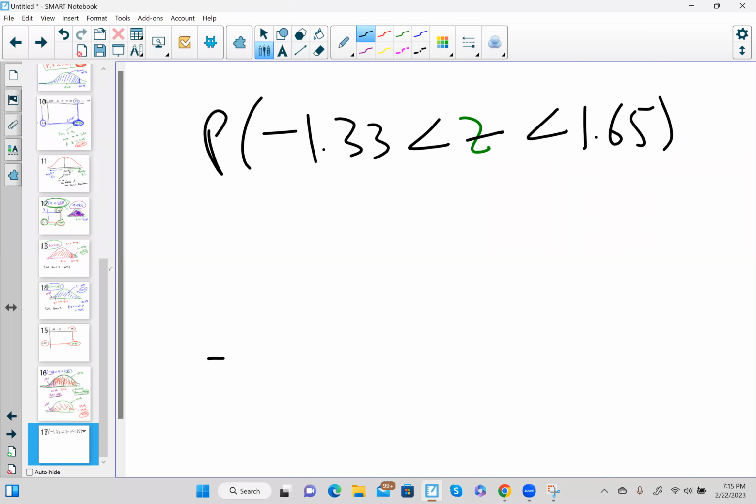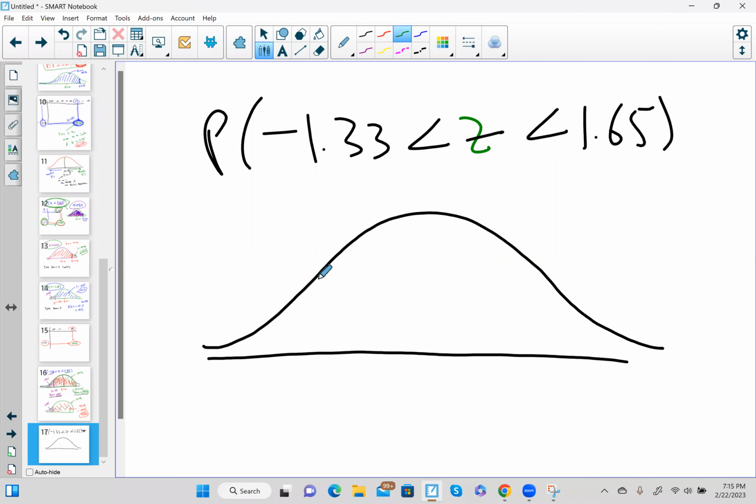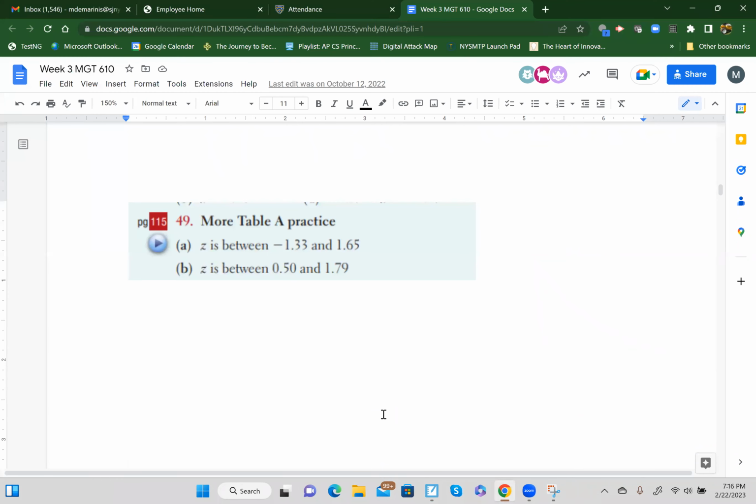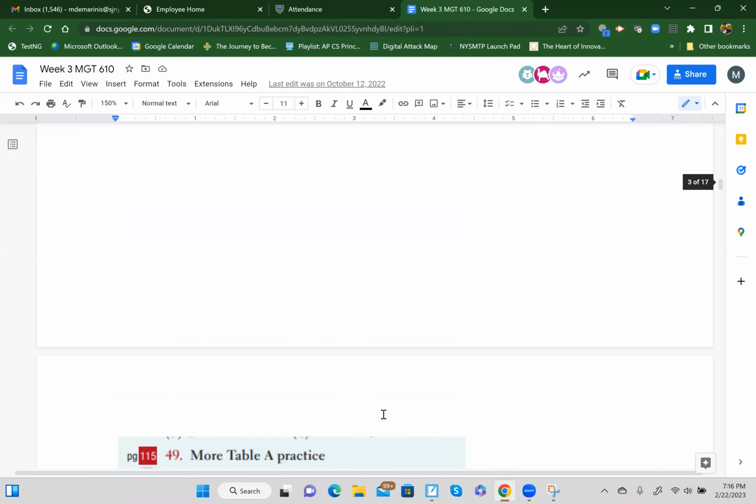Let's try and draw a picture of this. So here's our normal distribution. Let's mark out over here Z equals negative 1.33, and then over here positive Z equals 1.65. The same reasoning is going to hold. So if we look up the area for both of these, let's look up the area for 1.65 and also for negative 1.33, whatever this turns out to equal. Let's go see. All right, so in our chart, 1.65, here we go, we'll go up here.